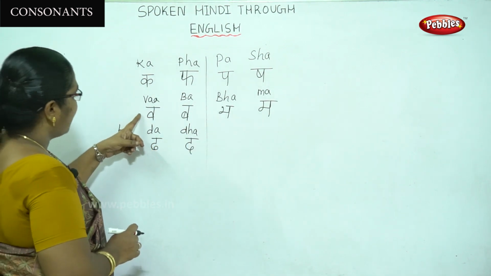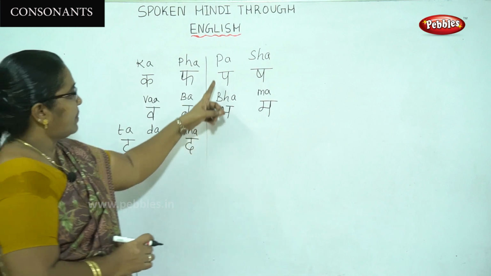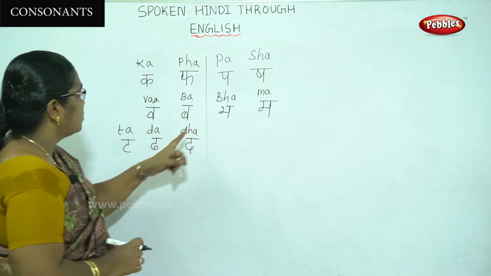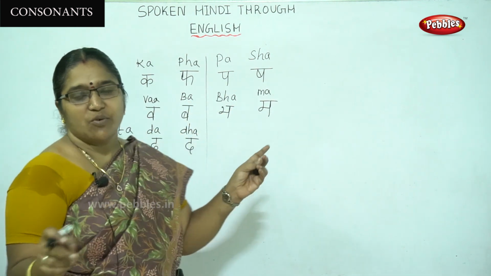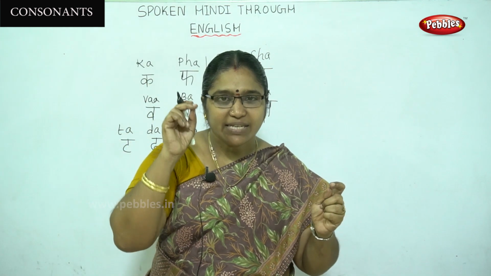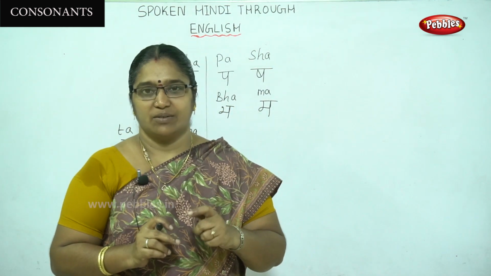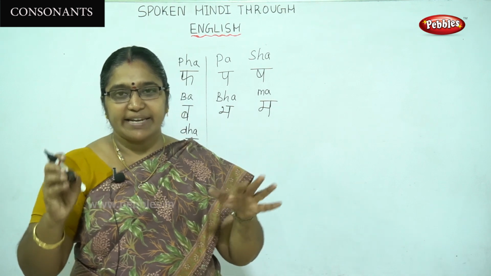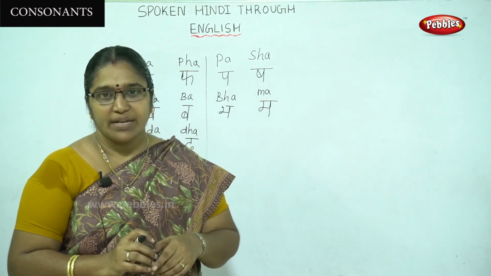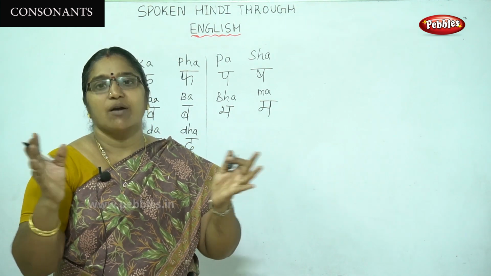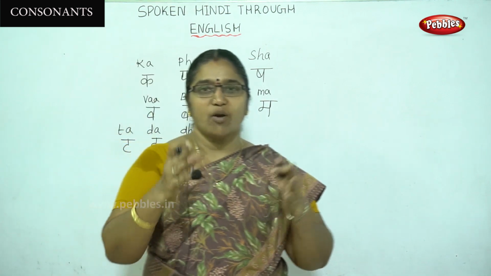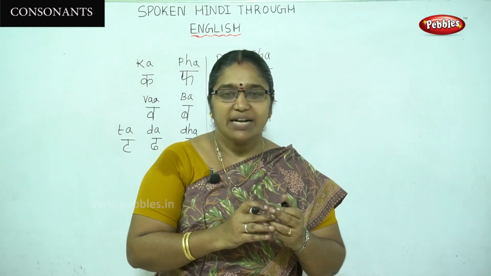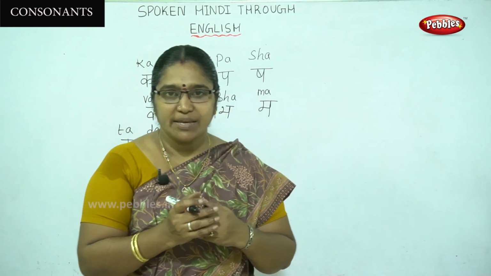Ka, va, ta, pa, ba. The difference we have to know. Then only we can easily write and learn. Okay, now we can see the combination of vowels and consonants. Let us see.